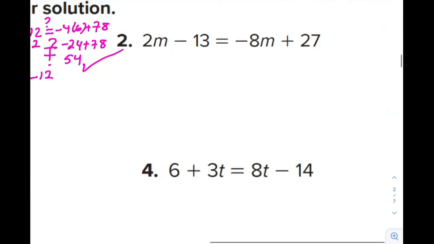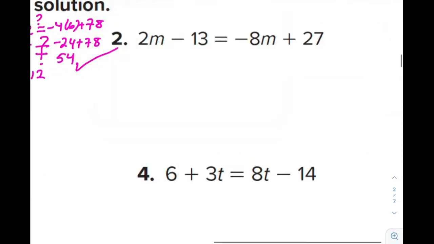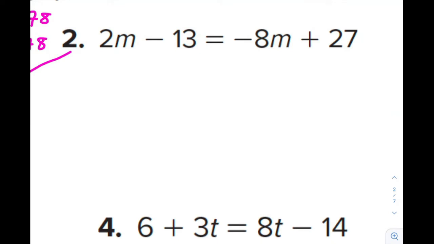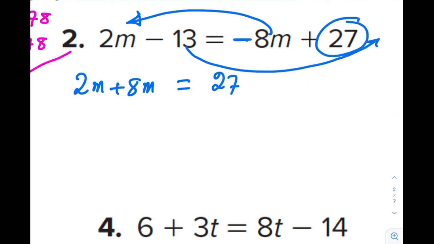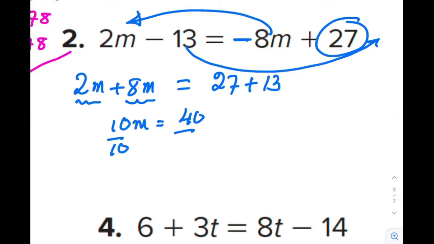Let's solve another exercise. The fastest way is, as I mentioned before, put the variables together, the numbers together. So 2m, this was minus 8m, it becomes positive 8m, equals 27, stays the same, take the minus 13, it becomes positive 13. 2m plus 8m is 10m, 27 plus 13 is 40, divide both sides by 10, so m is 4.